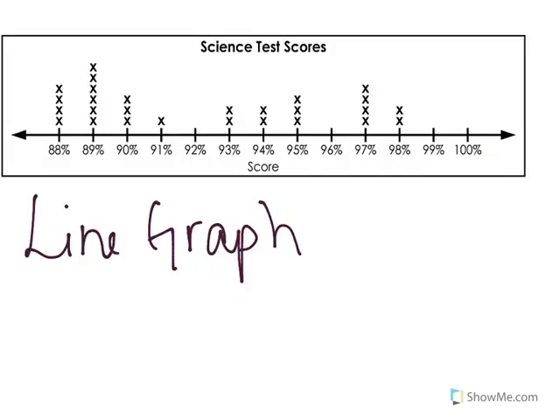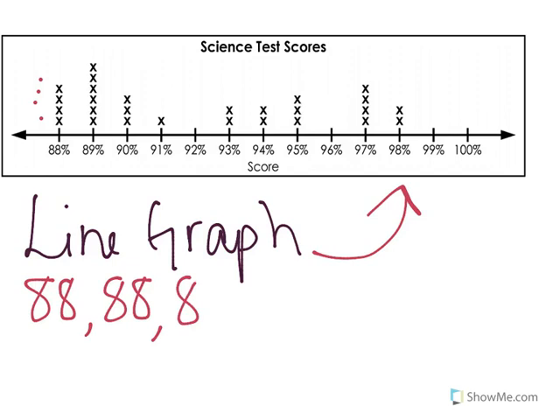And lastly, we will be looking at some examples of line graphs, just like the one pictured here, to find the median of a data set. So remember, every X is representing a piece of data. So if I started writing out this data set, I would have to write 1, 2, 3, 4 88s, because remember, it is telling us how many pieces of data fall within that 88%.